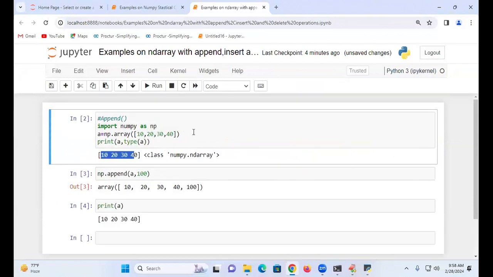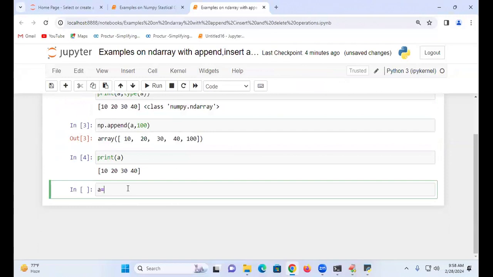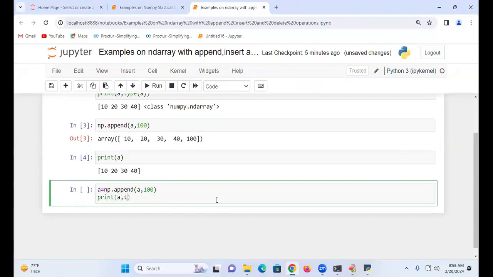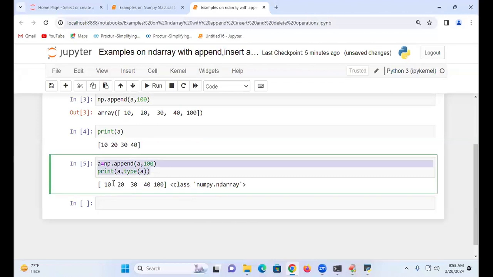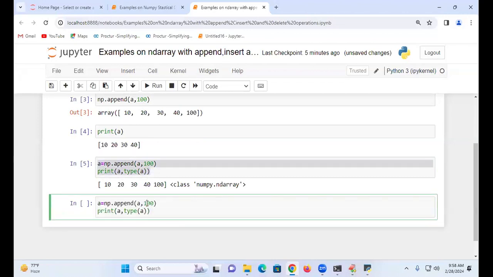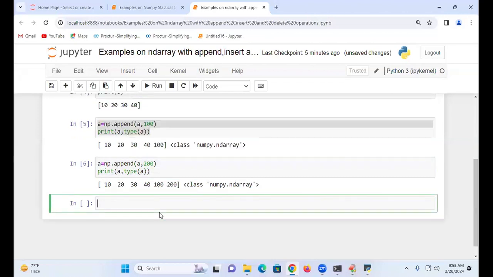Are you following? If I want to do that, A is equal to np.append of A comma 100. Print of A comma type of A, which is called adding the data to the end of the array. We are adding the data to the end of the array. Done. Another value I want to add, 200. Is 200 added or not? Yes. Easy or difficult? Easy.